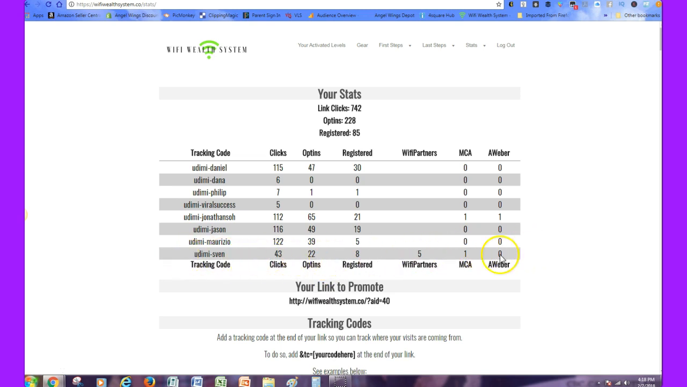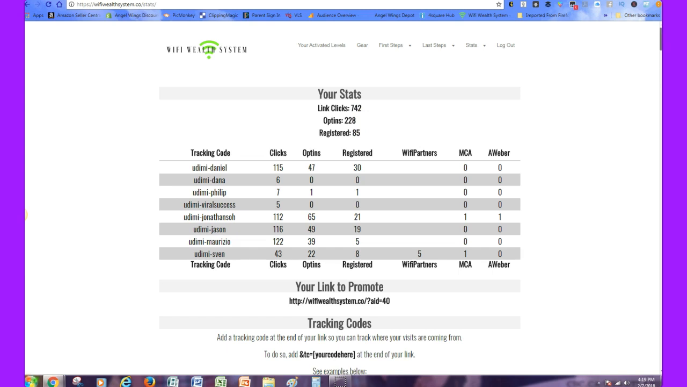This is the one I'm running today. These are the ones I have run before. These were before the Wi-Fi partners, so you don't see any proof there for those. Our Wi-Fi partners have only been up and running for about a week now, but you can tell I've had 742 clicks with a total of 228 opt-ins.